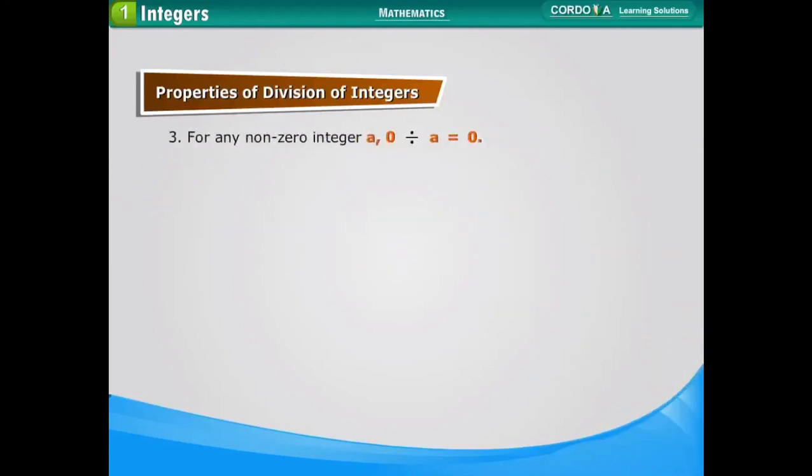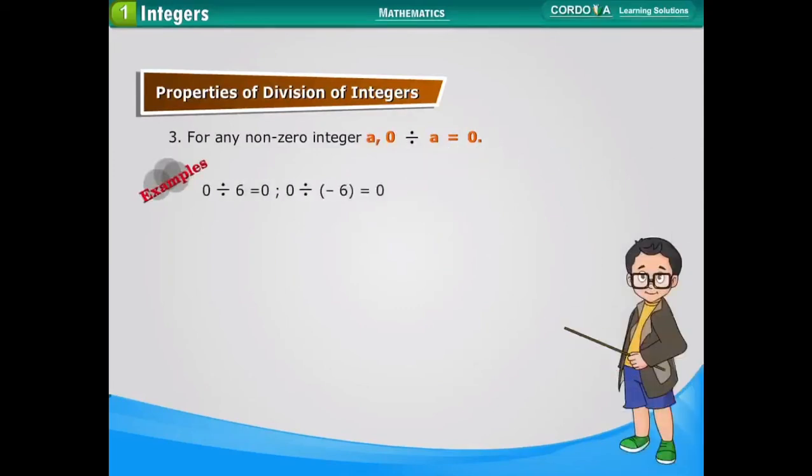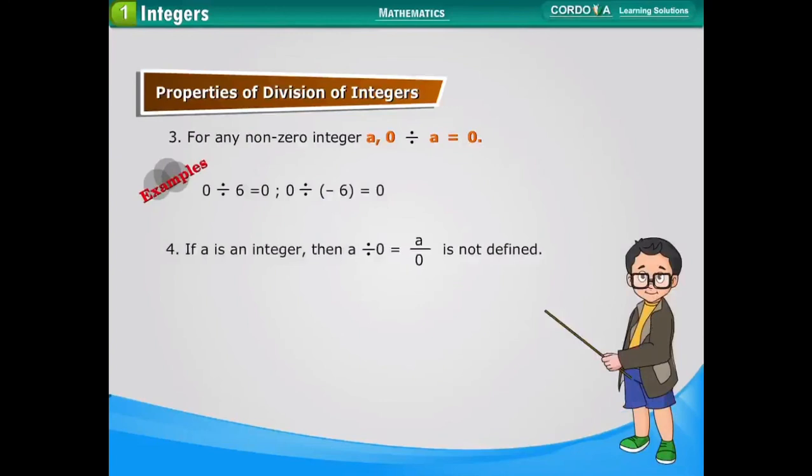For any non-zero integer a, 0 divided by a is equal to 0. Examples: 0 divided by 6 is equal to 0. 0 divided by -6 is equal to 0. If a is an integer, then a divided by 0, that is a upon 0, is not defined.